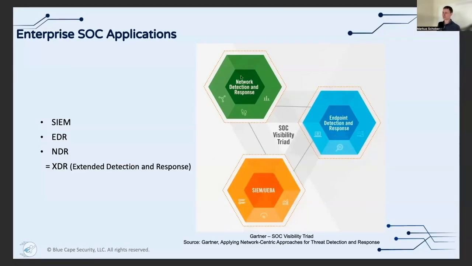So that's the extended detection and response solutions. Now, if you have the triad and have visibility into all three of them, and maybe a tool that can analyze and correlate data from all three, that's what we call XDR these days. And that's all, of course, in commercial enterprise environments.